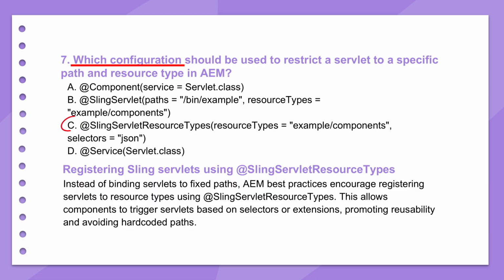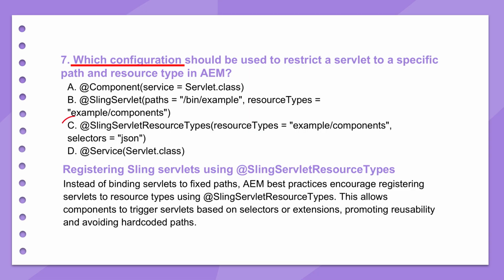And you can optionally add selectors, like JSON here. This approach really ties your servlet's logic tightly to the actual content it's supposed to process. Ah, so the servlet only wakes up if the request is for that kind of content. Exactly, or that kind of content with that specific selector. It leads to much cleaner code, easier to maintain, and helps stop your servlet accidentally firing on unrelated requests. It's a more content-centric way to define servlet behavior rather than just tying it to a fixed URL path.